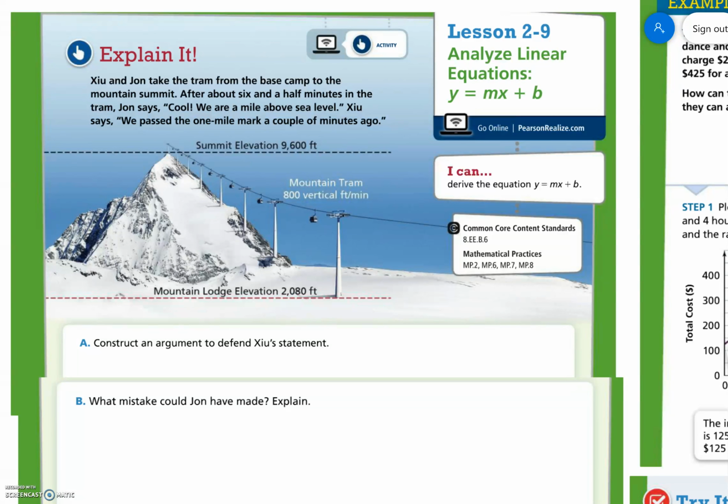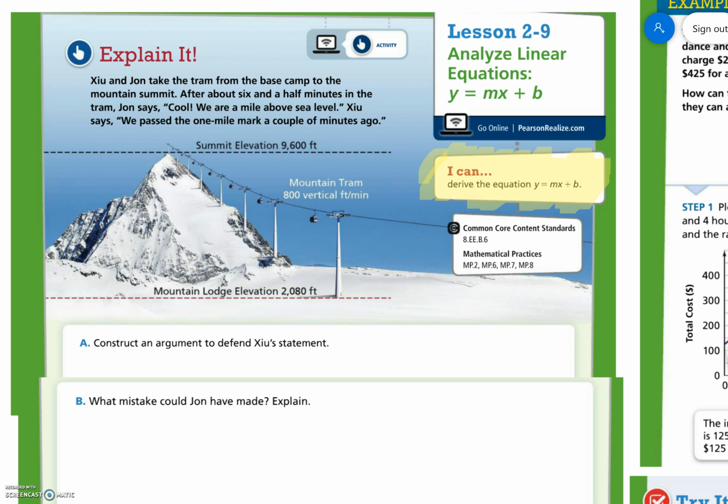This is your last lesson of topic 2. Today we are analyzing linear equations, y equals mx plus b. By the end of the lesson, I want you to be able to say, I can derive the equation y equals mx plus b. Let's explain it.